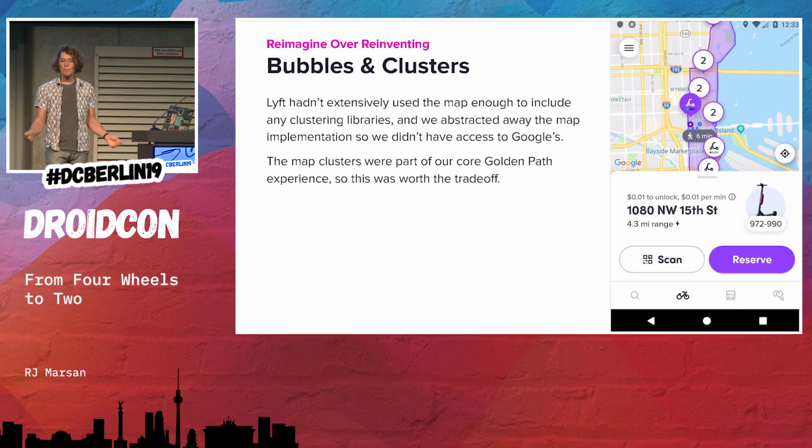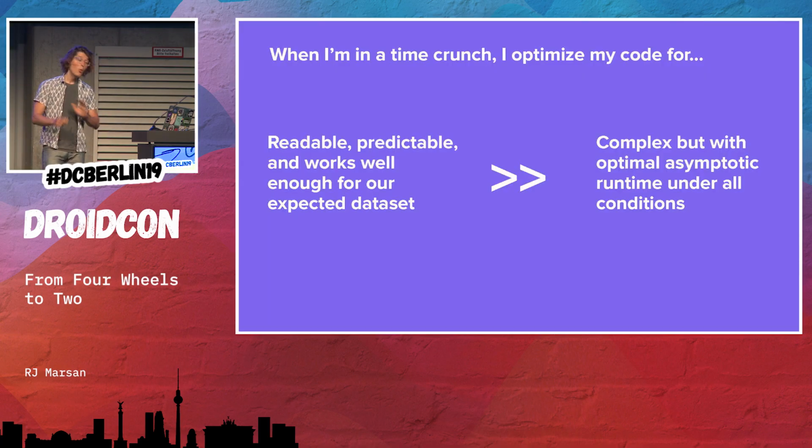So we couldn't not build it. We had to find a way to make this work. So when I'm in a time crunch and I have to write my own code, I have a couple things I'm going to optimize for. I truly believe that readable, predictable, and works well enough code is vastly greater than stuff that's complex but works in an asymptotic situation. I think we all kind of know what we're talking about.